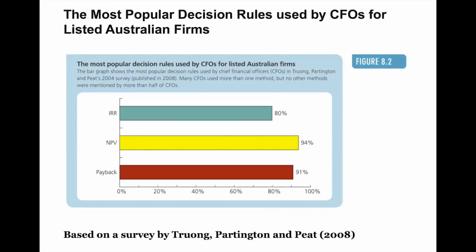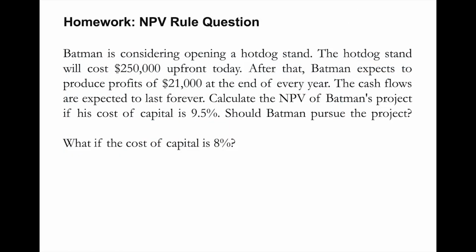This slide shows another survey regarding managers' preferences of decision rules, and we can see that the most preferred methods are the internal rate of return, net present value, and the payback period. Here's a simple homework question for you. You can pause the video and try it yourself.